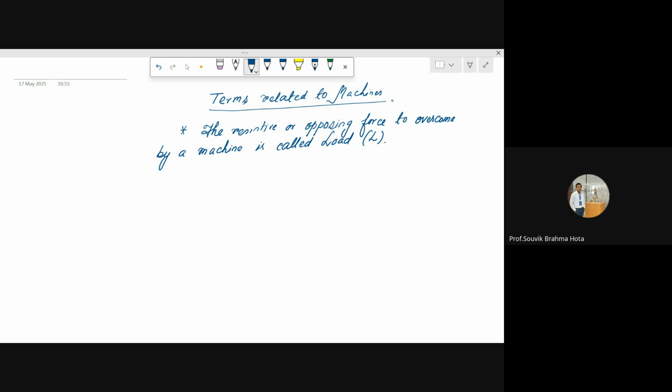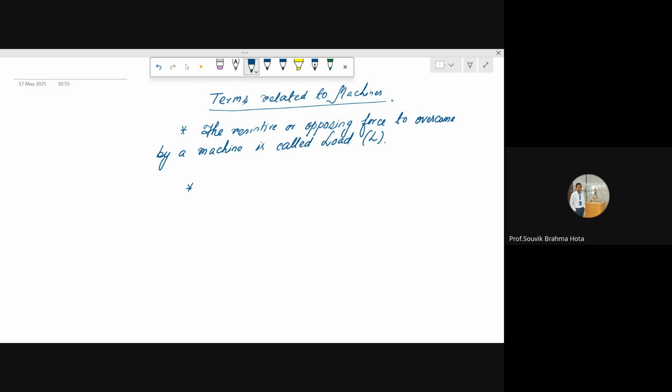Just like you need to basically remove some amount of weight. So that weight you need to pick or something, slide or something. So that weight is actually your load. Next, what do you mean by effort? Because in every machine, every time we have to consider load, effort, that concept.